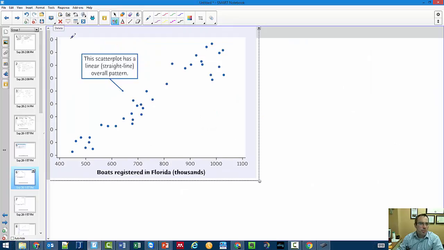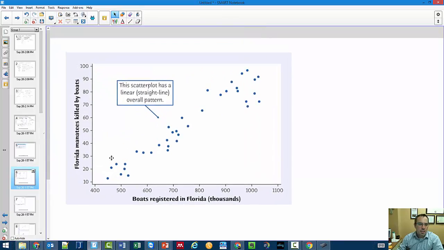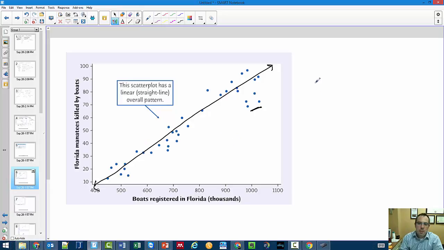So here is a correlation, and I think you would probably agree that this one has, again, a linear appearance. It looks like this kind of straight line. There aren't as many really oddball outliers, maybe a couple over here, but this one has a positive correlation. When we're talking about it, they tend to go up in value. And here we're talking about boats registered in Florida, and Florida manatees killed by boats. So it looks like the more boats that we have registered, the more manatees end up doing that.